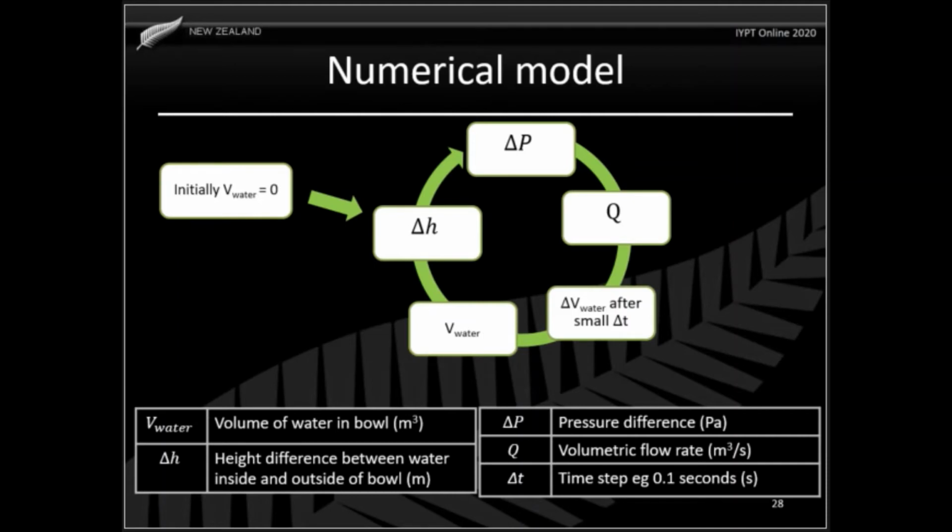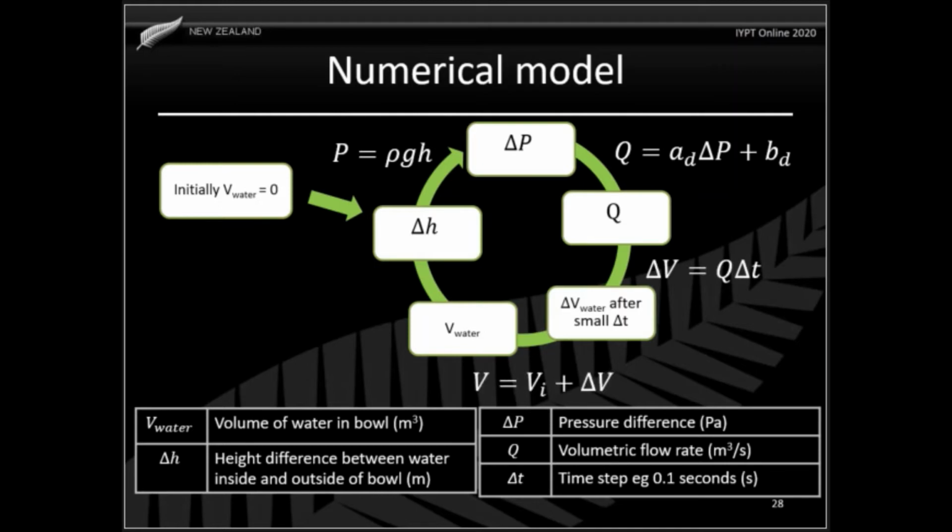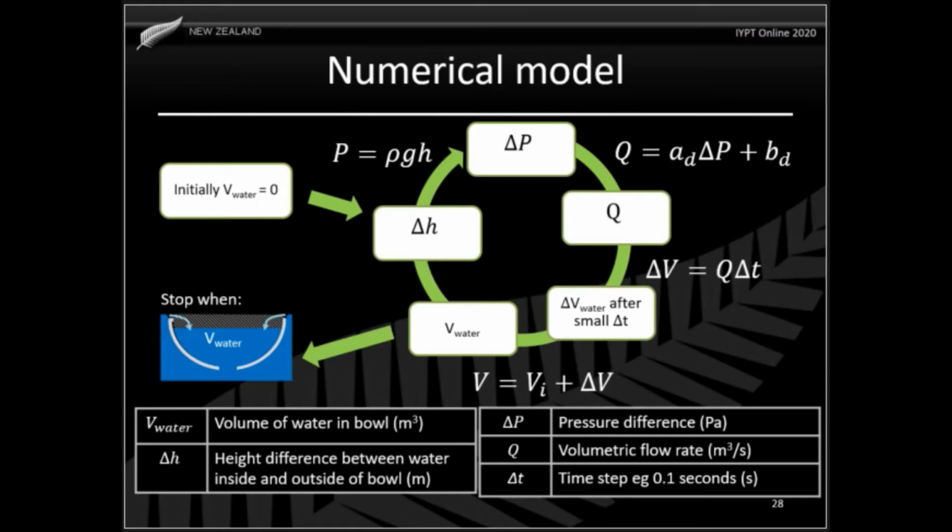Now that we know the flow rate for a given pressure difference, we can model the time to sink with a numerical model, which we wrote on Wolfram Mathematica. Given some initial conditions, we can calculate the height difference between the water inside and outside of the bowl, then the pressure difference, then the flow rate from the experiments I was just talking about, then the change in volume, assuming the flow rate will be constant over a very short change in time, then the new volume of water, then the cycle repeats. We stop when the new volume of water is greater than the volume of the bowl, minus the water displaced because of the bowl's mass.